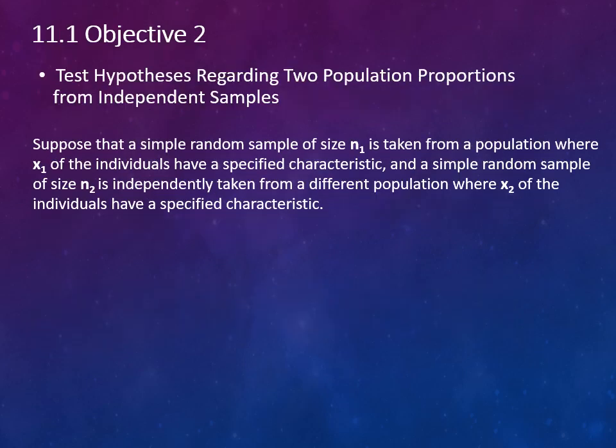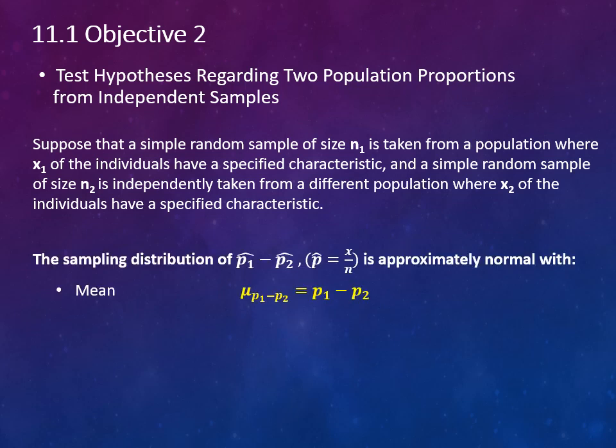Our second objective is to test hypotheses regarding two population proportions from independent samples. Suppose that a simple random sample of size n1 is taken from a population where x1 of the individuals have a specified characteristic, and a simple random sample of size n2 is independently taken from a different population where x2 of the individuals have a specific characteristic.